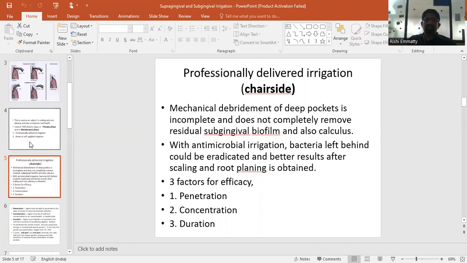Professionally delivered irrigation is otherwise called chairside delivered irrigation. Mechanical debridement of the periodontal deep pocket is incomplete and does not completely remove the residual subgingival biofilm. You remove the subgingival calculus, but a certain amount of residual calculus and subgingival biofilm will be present. With antimicrobial irrigation, the main advantage is that the bacteria left behind could be eradicated and better results are obtained after scaling and root planing.